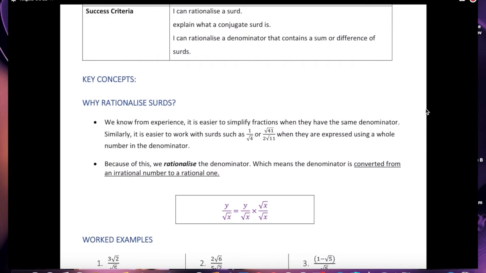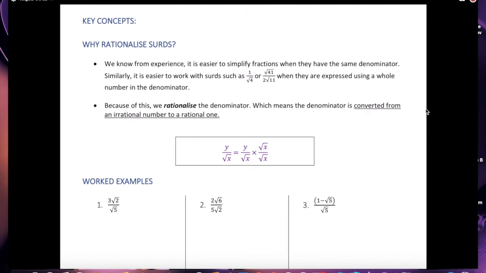Because of this, we rationalize the denominator, which means that the denominator is converted from an irrational number to a rational one. If we take a look at the general example I've written here, y divided by root x is equivalent to writing y divided by root x times root x divided by root x. You can see here that we have multiplied the original expression, y over root x, by the denominator on both the numerator and the denominator.